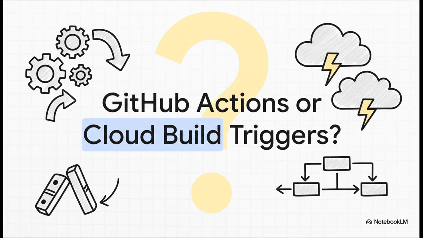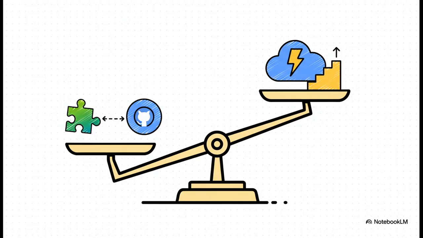So this all brings us right back to where we started. Now that we know the ideal workflow we're trying to build, which tool do we use to kick off that first domino? Do we use GitHub Actions, or do we stick with Cloud Build's native triggers? Well, here's the trade-off. Using GitHub Actions can feel simpler, especially if your whole team just lives and breathes GitHub.